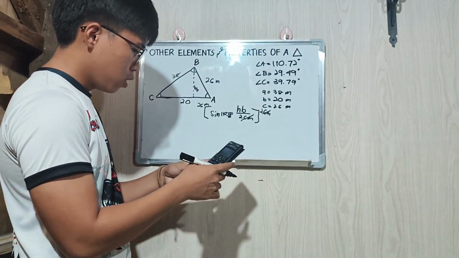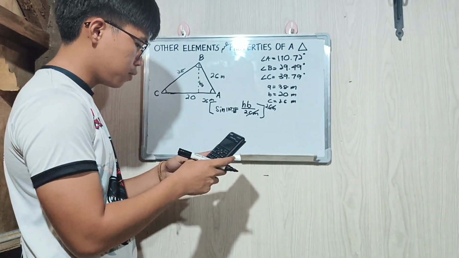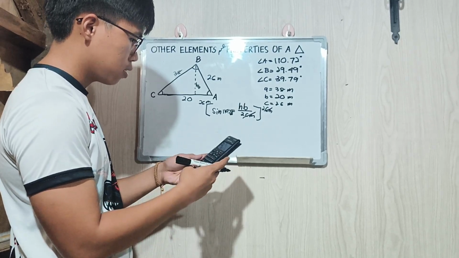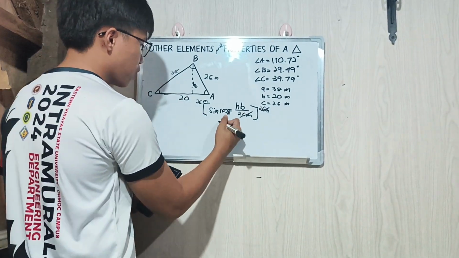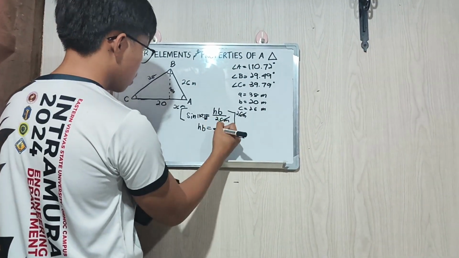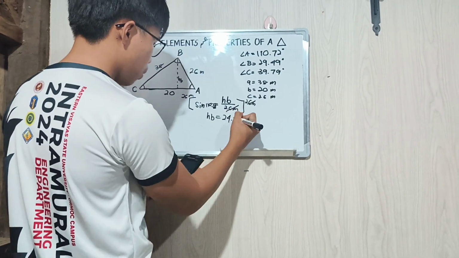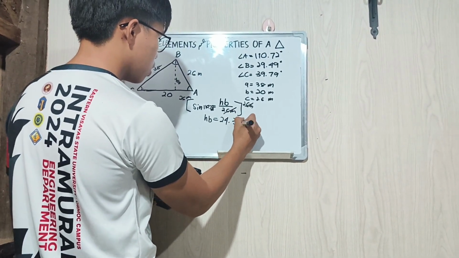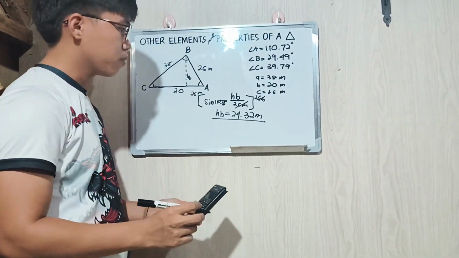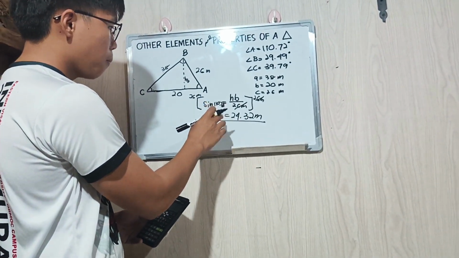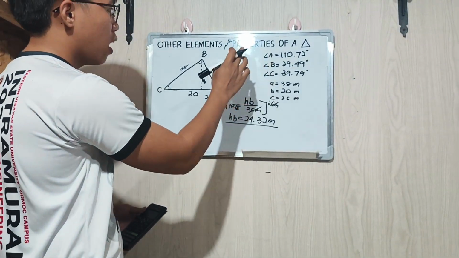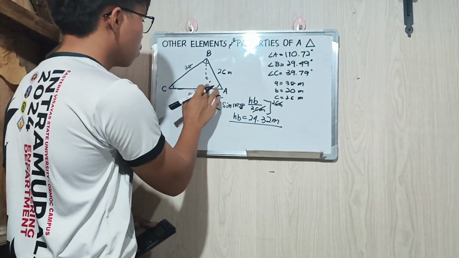So 26 times sine 110.72. The altitude of vertex B is equal to 24.32 meters. So that is the altitude of B. Next, we're going to get the altitude of angle A. So this one.